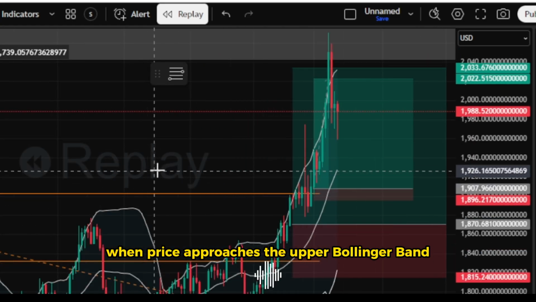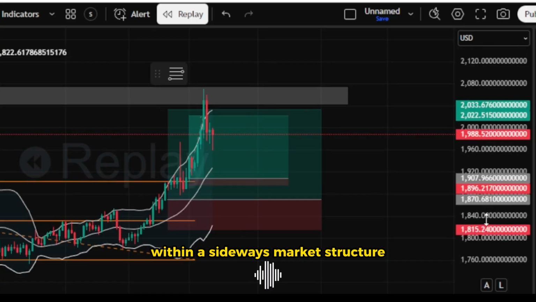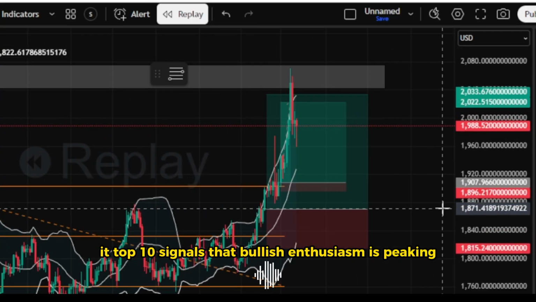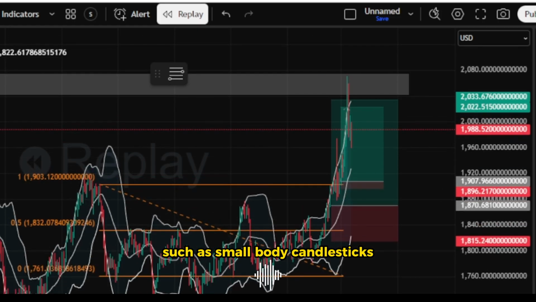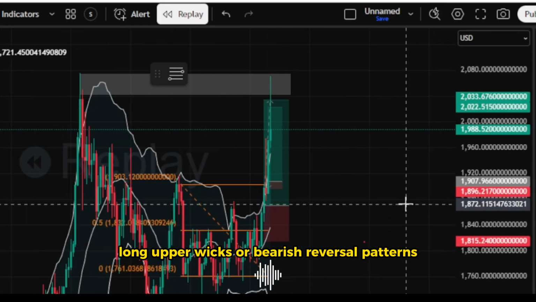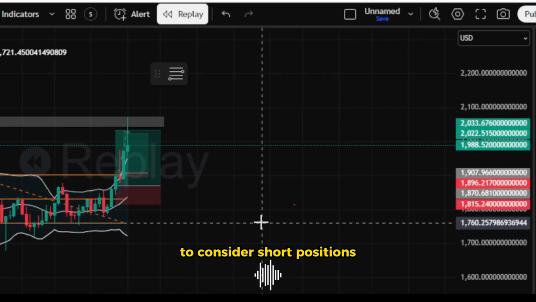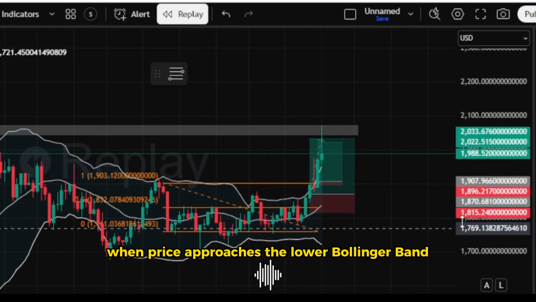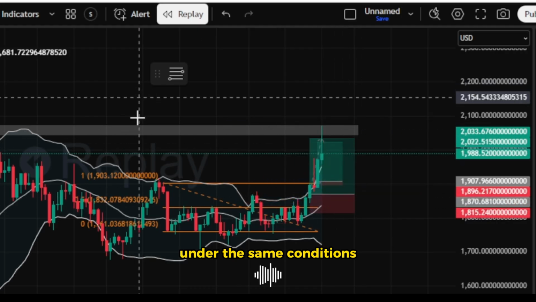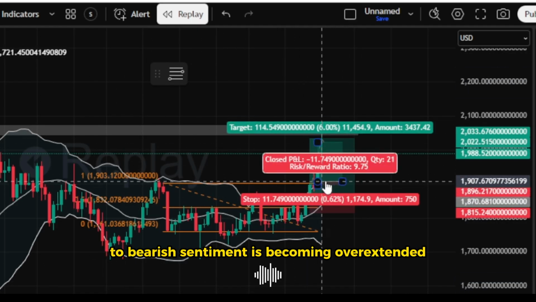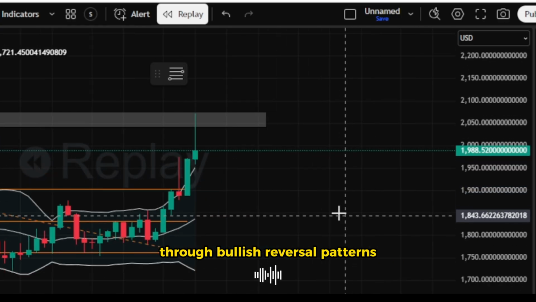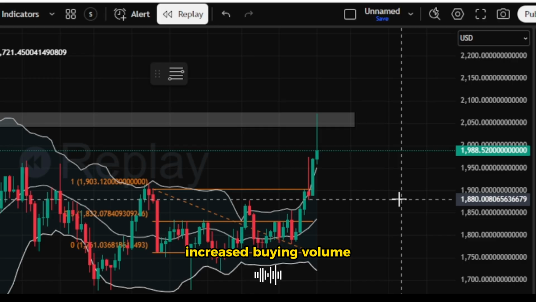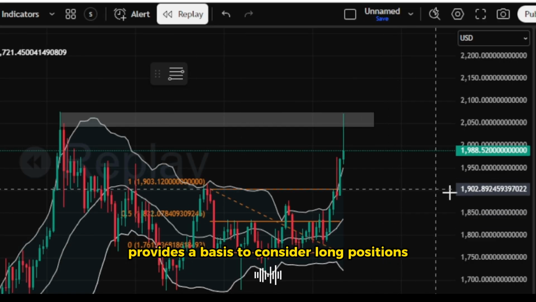When price approaches the upper Bollinger Band within a sideways market structure, it often signals that bullish enthusiasm is peaking. Traders can look for signs of exhaustion, such as small body candlesticks, long upper wicks, or bearish reversal patterns, to consider short positions. Conversely, when price approaches the lower Bollinger Band under the same conditions, it often signals that bearish sentiment is becoming overextended. Evidence of rejection from these lower levels through bullish reversal patterns, increased buying volume, or divergence in momentum indicators provides a basis to consider long positions.